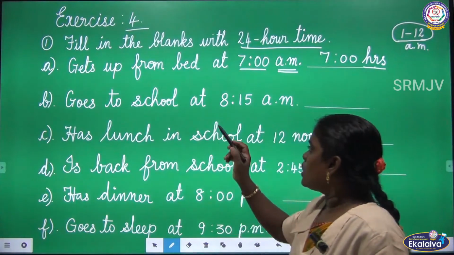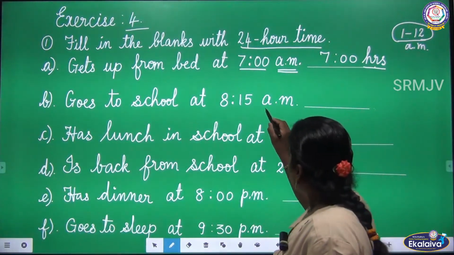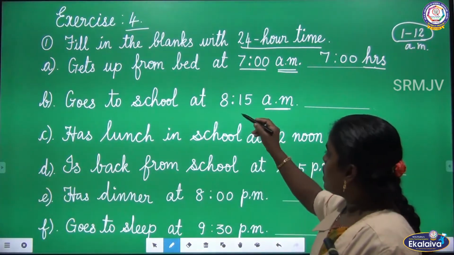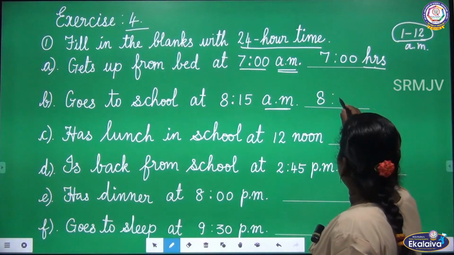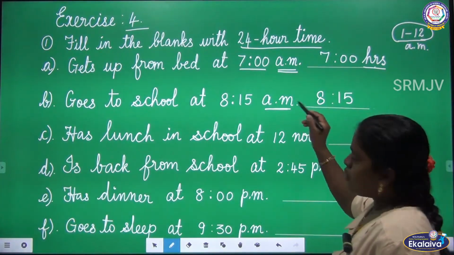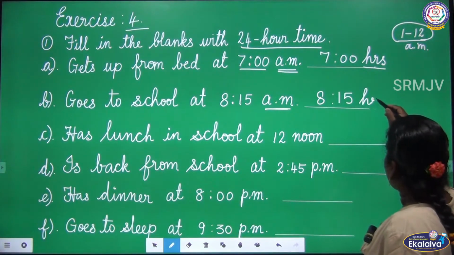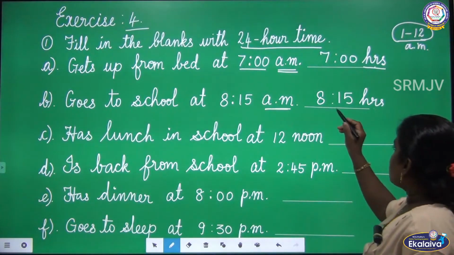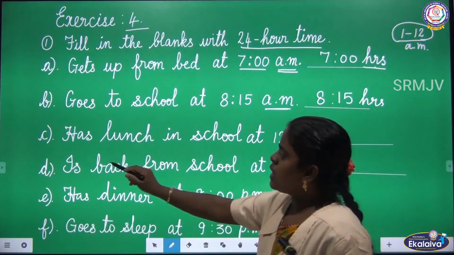Look at the second statement. Goes to school at 8:15 AM. Look at the period AM. If AM is given, you just write down the given time. It is 8:15. If AM is given, you have to add the term hours. So 8:15 AM equals 8:15 hours. Look at the next statement.